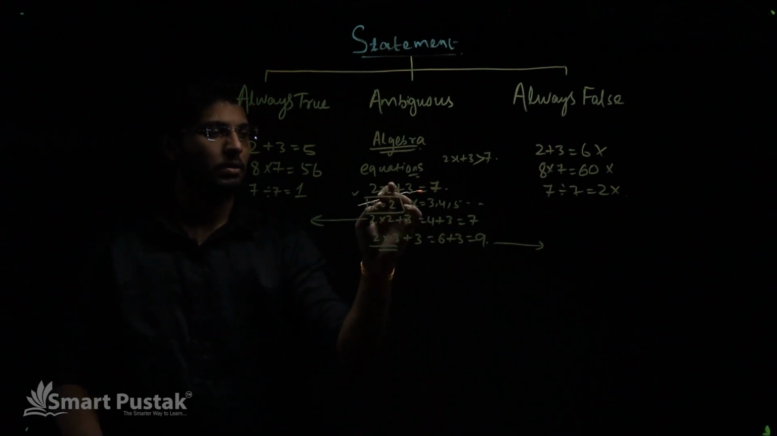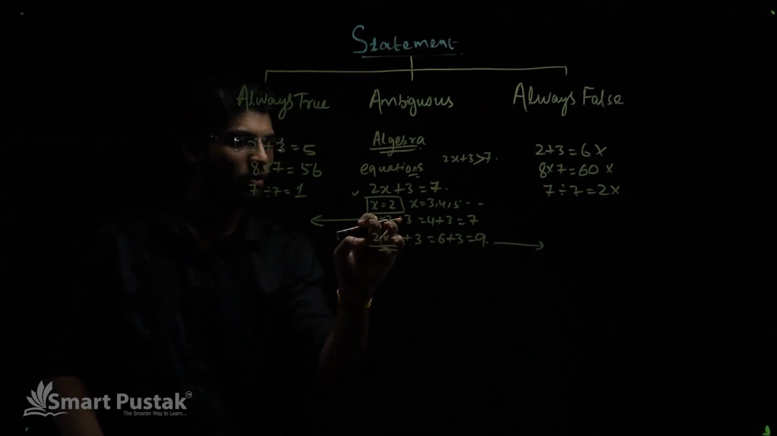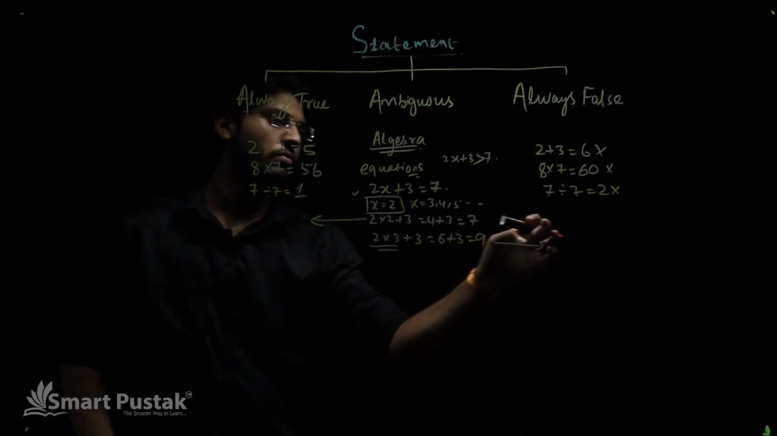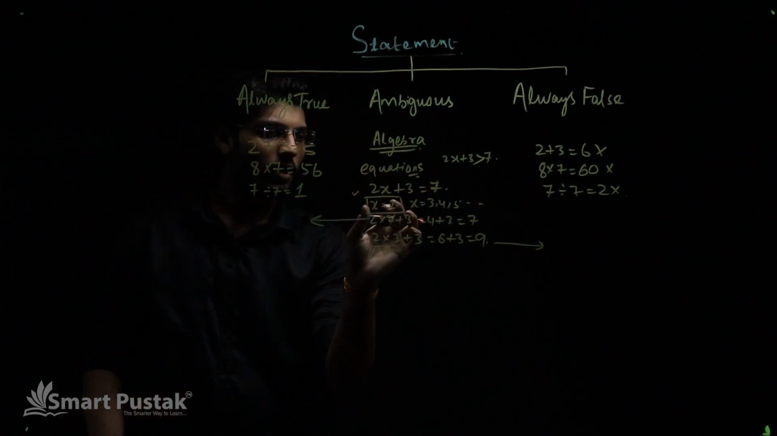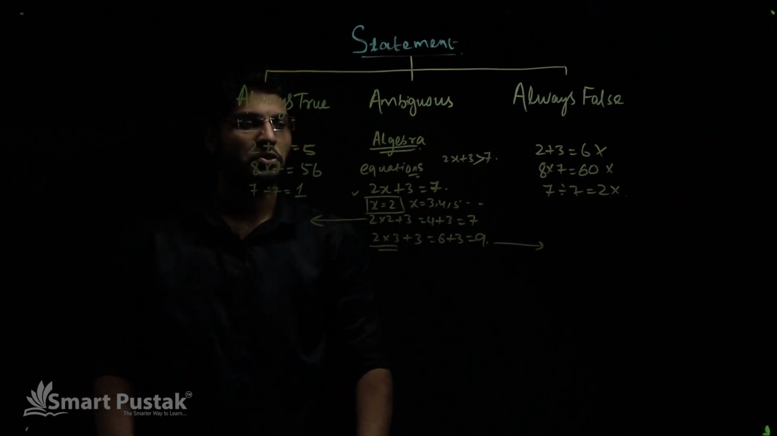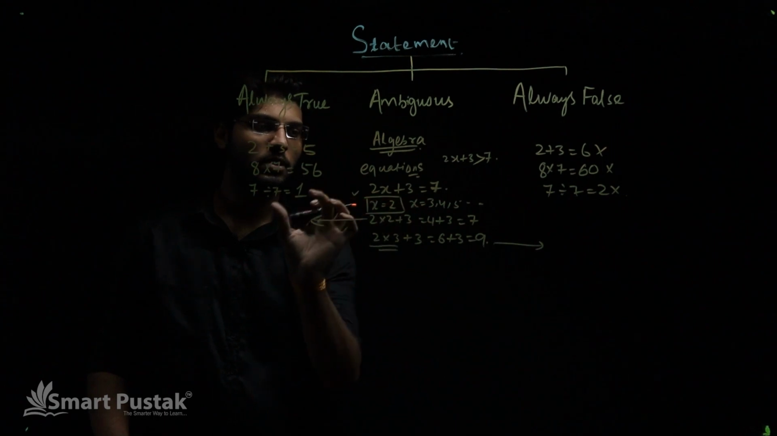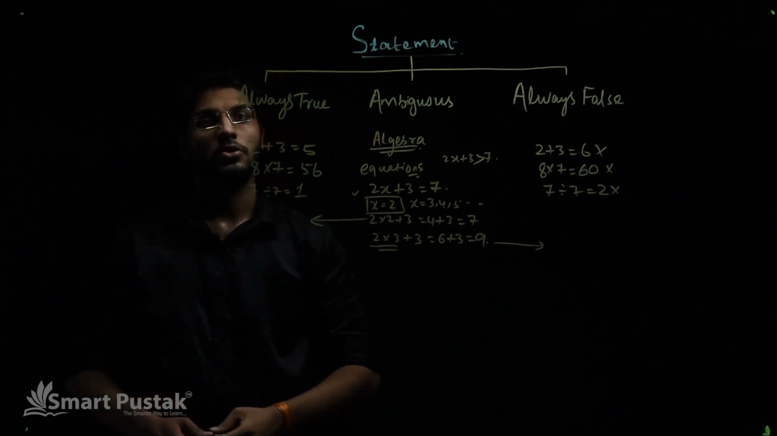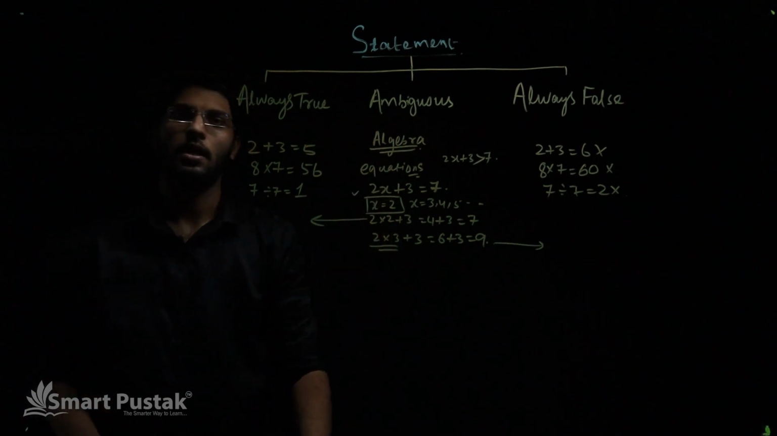What if the equation is 2x plus 3 is equal to 9? Then this statement will proceed towards always true, and 2x plus 3 is equal to 7 will move towards always false. So until and unless we get the value x is equal to 2, we can't satisfy this equation, or we can't say that this equation is an always true statement. So that's why in mathematics always true, always false and ambiguous statements are necessary.